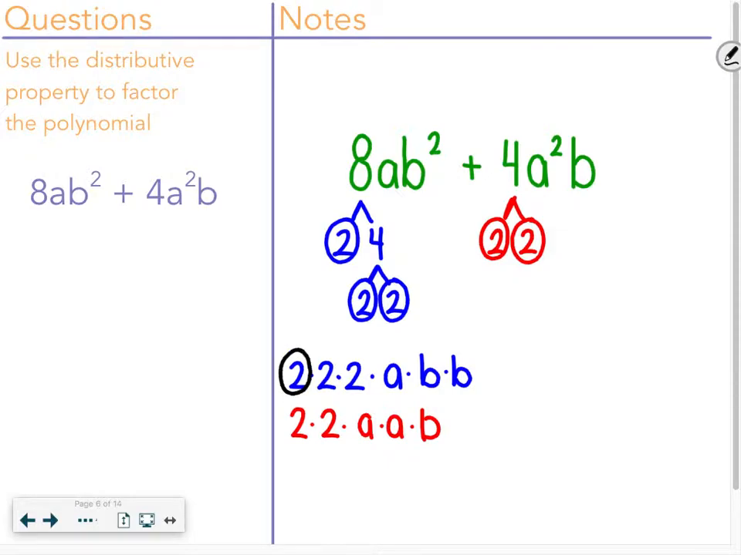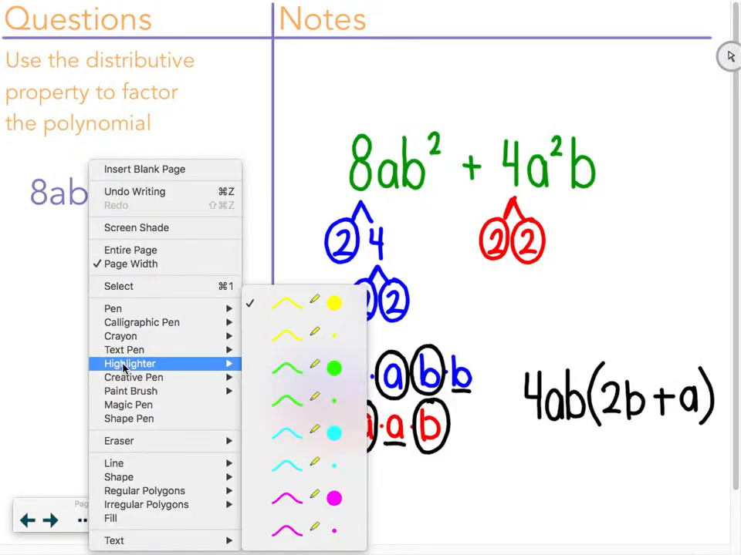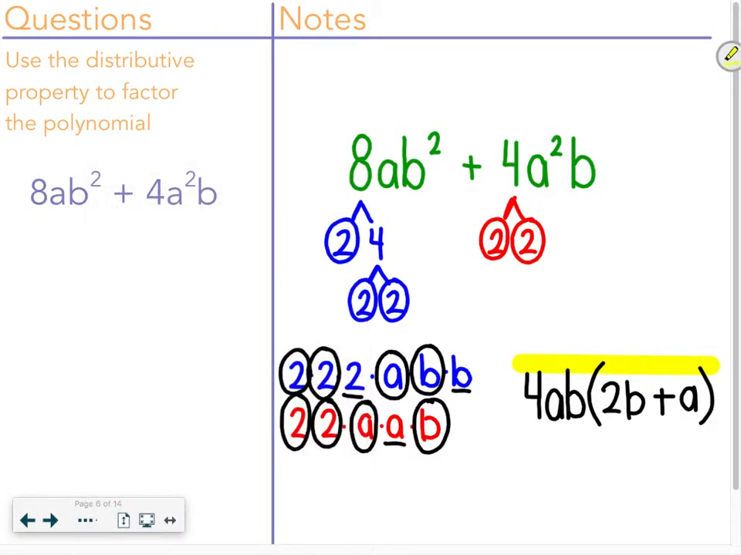All right, we've got a 2 in both groups, and another 2 in both groups, and an a in both groups, and a b in both groups. So similar to the last problem. So in both groups, we've got two 2's, an a and a b. So 2 times 2 is 4, an a, and a b. So in the blue group, I'm left with 2b. In the red group, I'm left with a, so plus a. So 4ab is my greatest common factor. And then 2b plus a is in my polynomial.